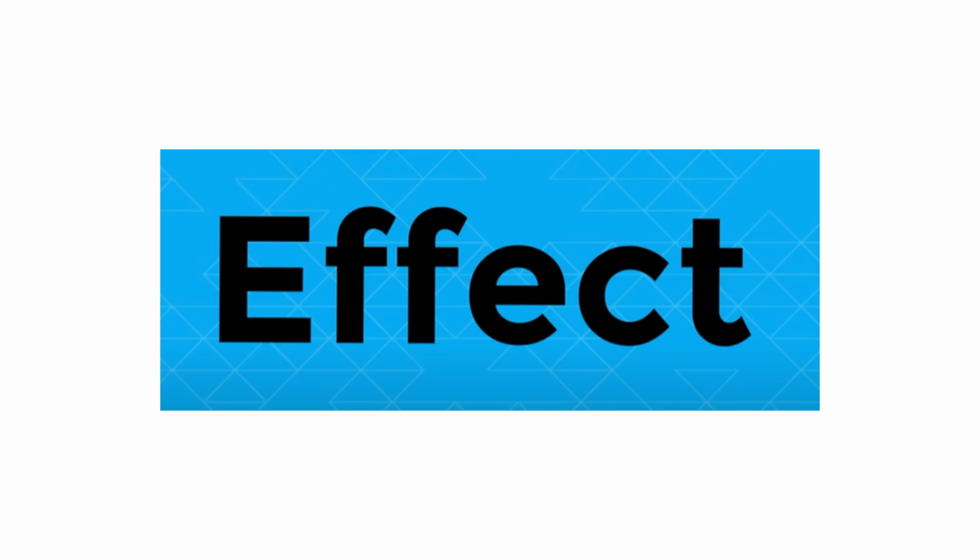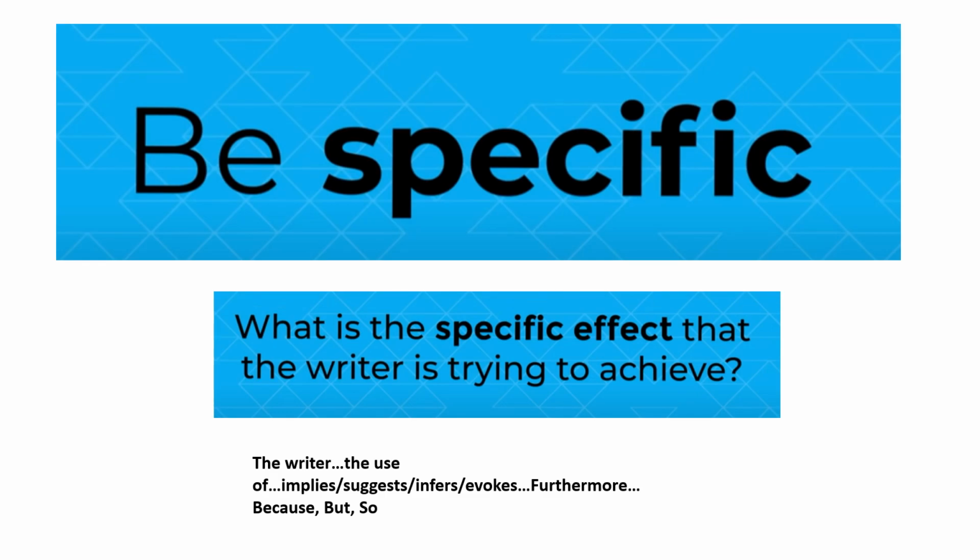Remember that effect is going to give you the most marks, so it's really incredibly important that we focus on perceptive analysis in the effect. How do we do that? Actually, we need to be really precise, really specific. We need to think about what is the specific effect that the writer is trying to achieve through the use of pathetic fallacy, metaphor, words. And there are some stems at the bottom to help you. The writer and the use of implies, suggests, infers, invokes, furthermore. And then you can use because, but, so.